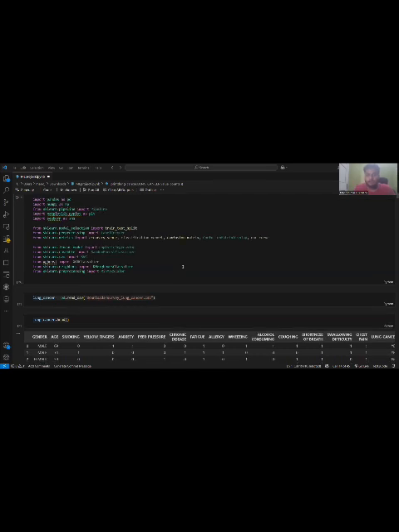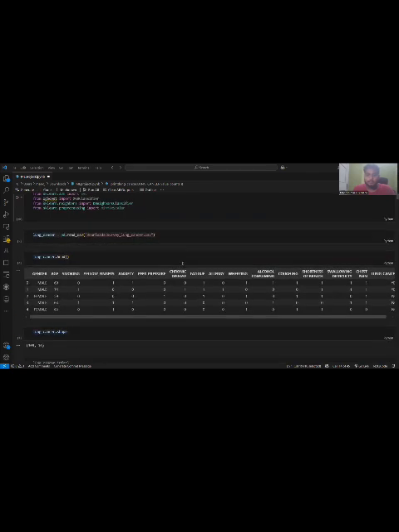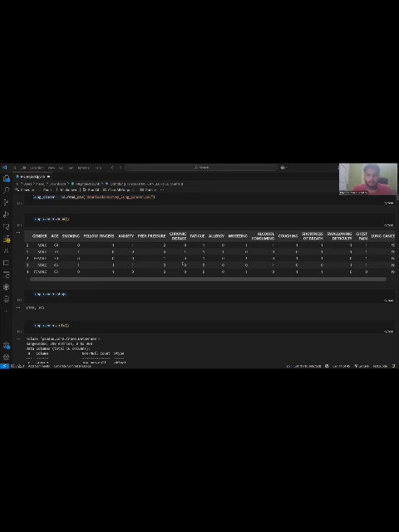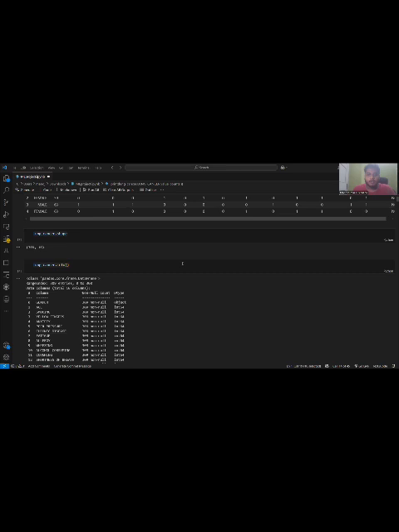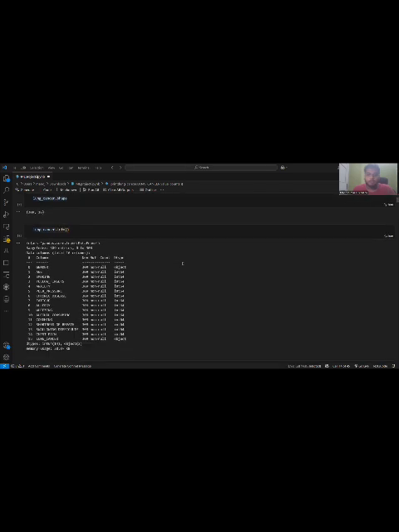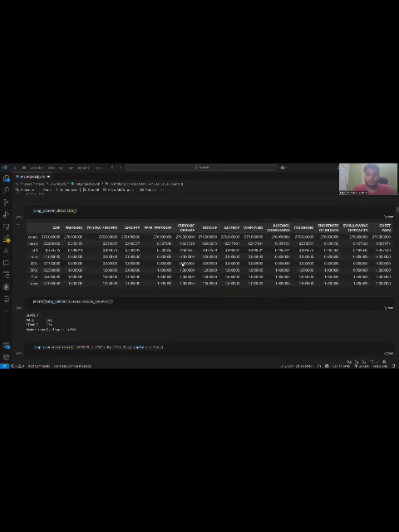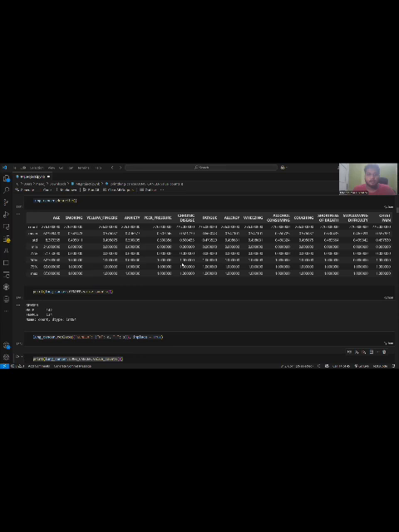I imported the required libraries and then imported the dataset. This is the top of the dataset. There are 309 rows and 16 columns. It describes the information about the dataset. Then we describe the statistics: mean, median, mode, max, min, etc.